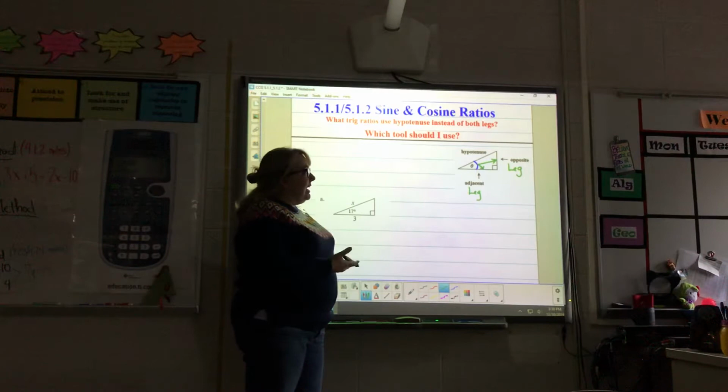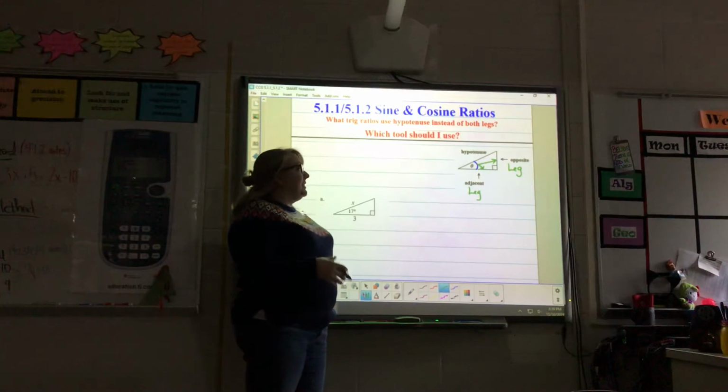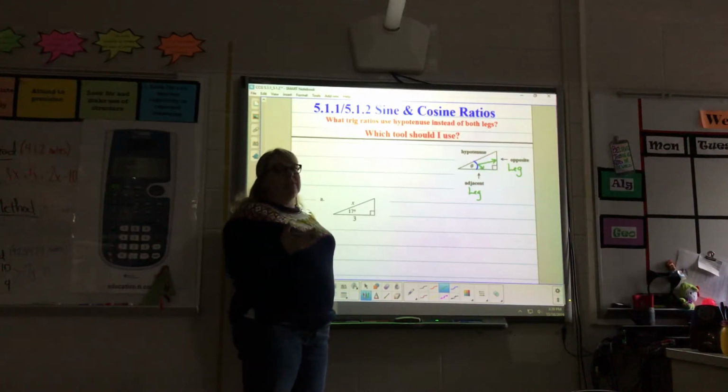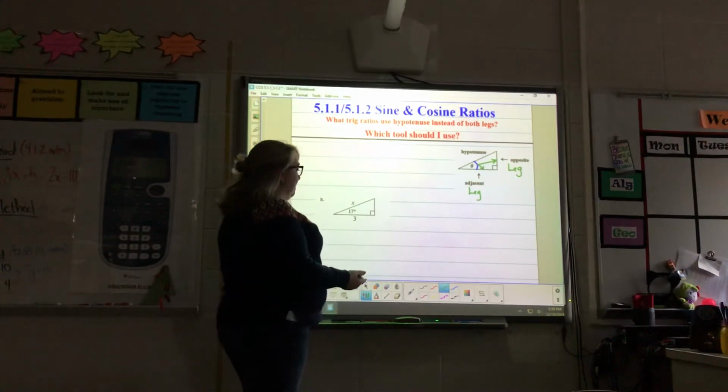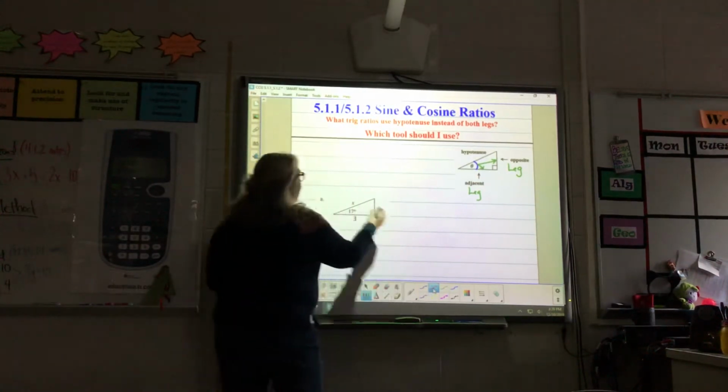But if you look at that diagram, there are two sides that are next to angle theta. One of them is the adjacent leg and the other one is the hypotenuse. That's why I like to have the word leg there, because it's not just an adjacent side, it's an adjacent leg. So let's start with the sine ratio.